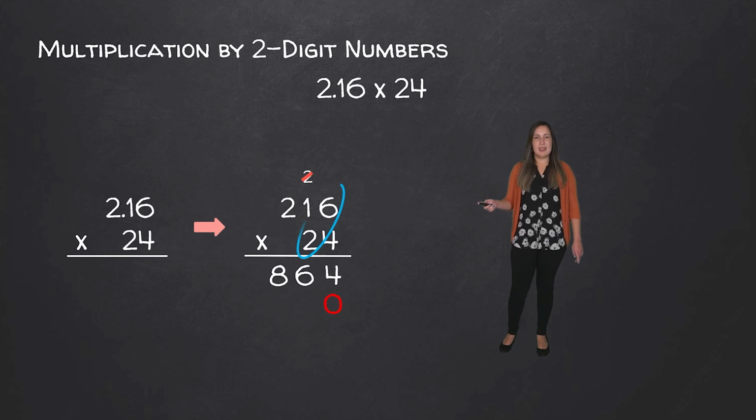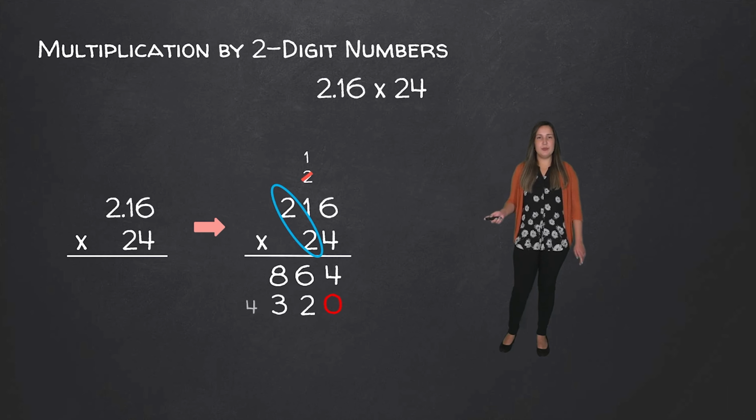So 2 times 6 is equal to 12. Bring down the 2, bring up the 1. 2 times 1 is equal to 2, plus the 1 above that gives us 3. And then finally, we have 2 times 2, and that is equal to 4.